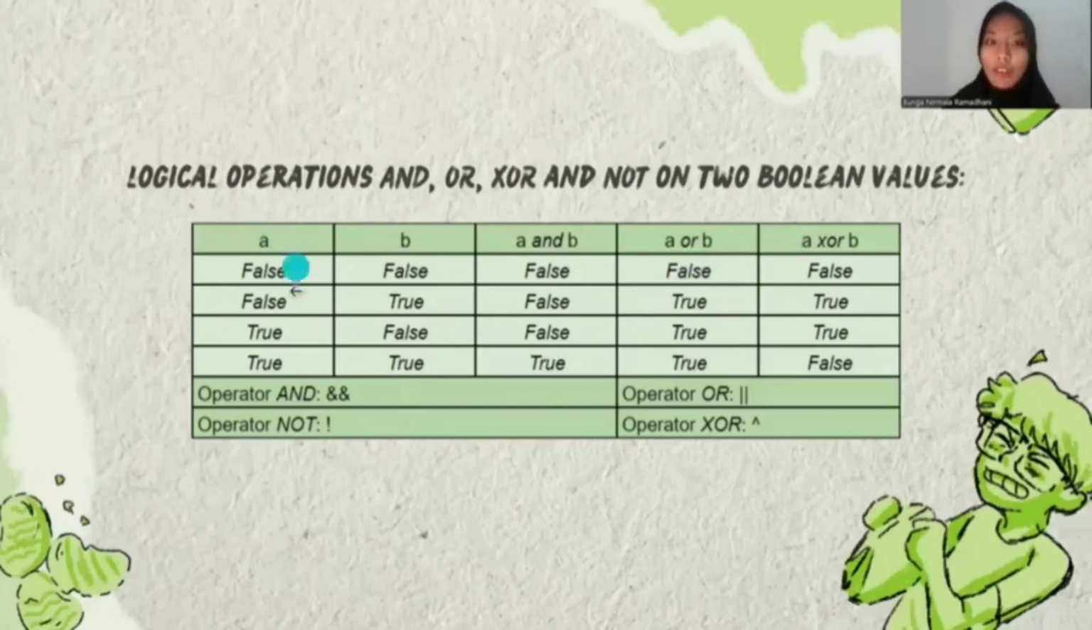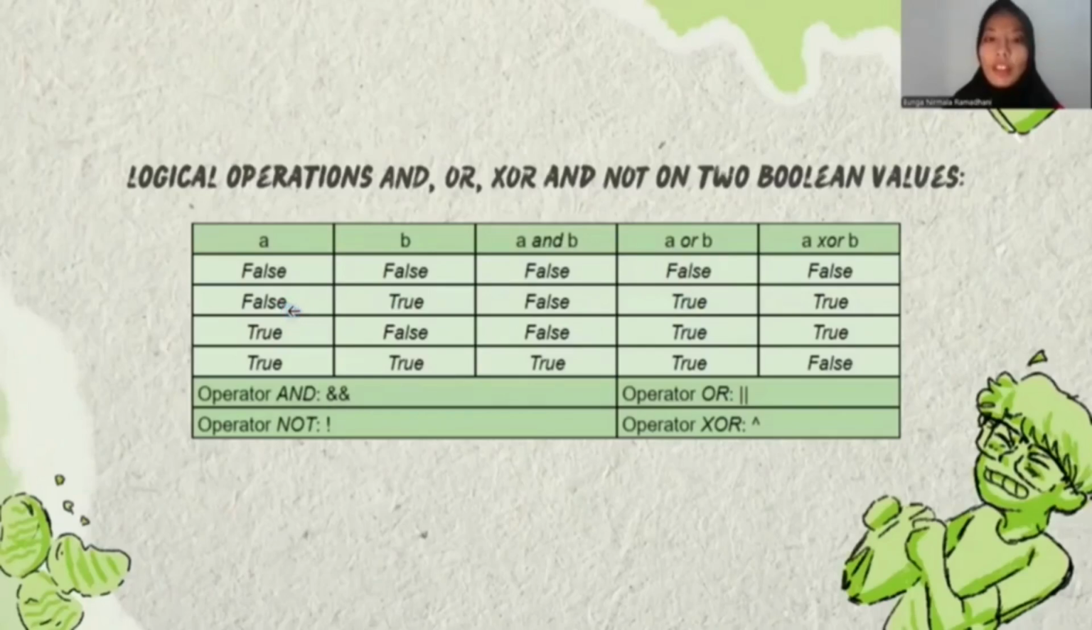If A has a value of false, but B has the value of true, then A and B will still be false, but A or B is going to be true, and A XOR B is going to be true. If A has the value of true, but B has the value of false, then A and B will be false, A or B will also be true, and A XOR B will be true.